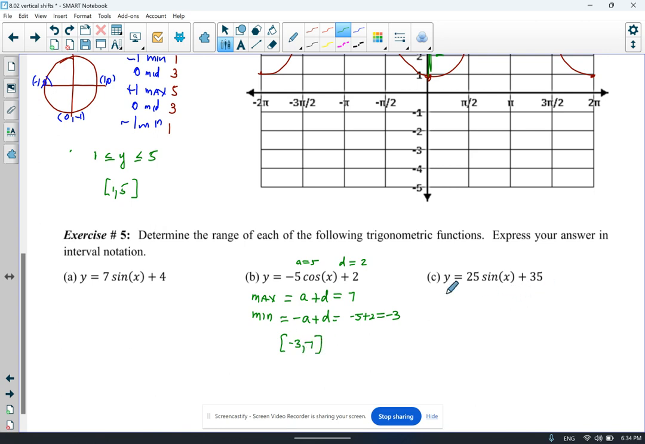And finally, I want to find the range for this function. Again, to get the maximum value of the function, you're going to take the amplitude plus the vertical shift, and that gives you 60. To get the minimum value of the function, it's the negative of the amplitude plus the vertical shift, which is 10, and the interval notation, that would be 10 to 60.